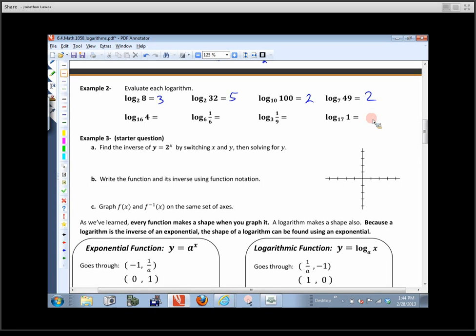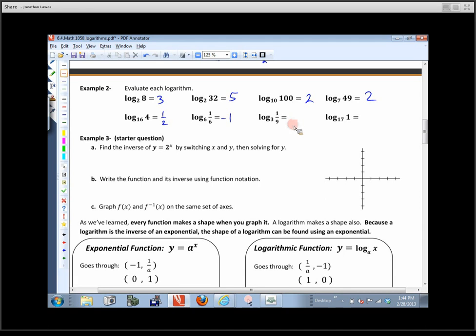Now let's get a little bit interesting. We've got to think about this. These look like nice numbers. They look harmless enough. 16 to what power gives me 4? It's got to be 1/2. 6 to what power gives me 1/6? -1. We doing okay? I'm seeing lots of shaking heads here, so that's good. Shaking in the right direction, that is.